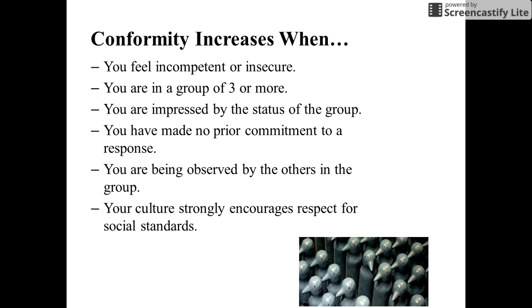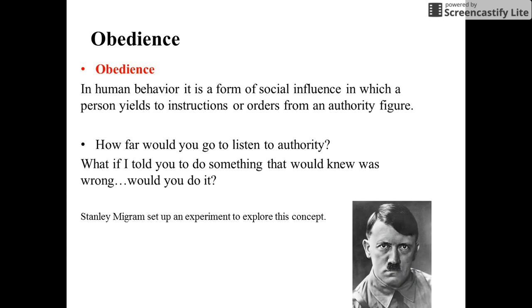They found that you're more likely to conform when you feel incompetent or insecure. You're in a group of 3 or more. So 3 other people are doing it, so you choose to do it. You are impressed by the status of the group. You have made no prior commitments to a response prior to this. You are being observed by others so that you feel the pressure, and your culture strongly encourages respect for the social standards, so you want to fit in with the norms.